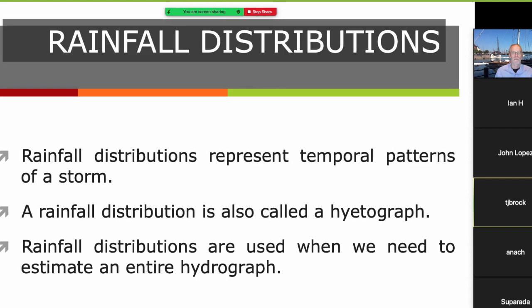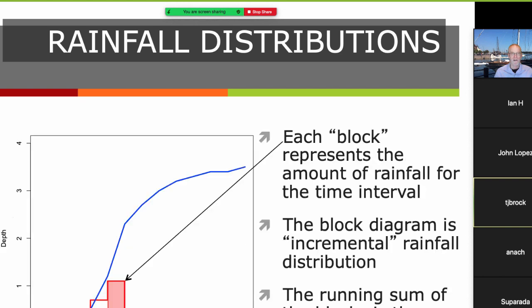And rainfall distributions are models of the temporal patterns of a storm. And the distribution is also called a hydrograph. And we use these when we're going to generate an entire hydrograph. Before we go there, which is shortly, I want to remind you of cumulative versus incremental space.